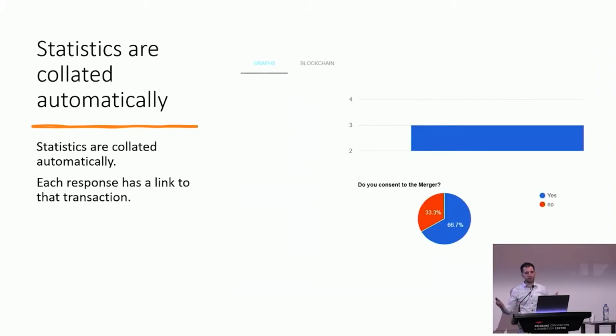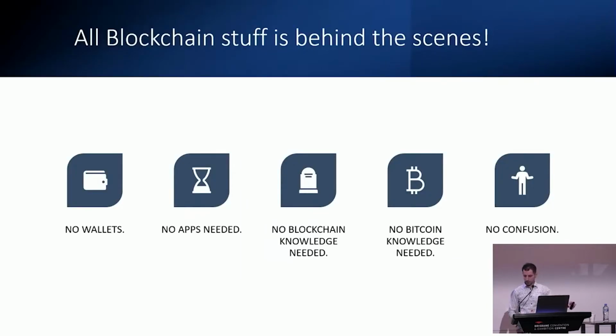Of course, just like Monkey Survey and all the rest of them, stats are collated automatically, but you as an independent person can also go on there and do your own count as well. It's all on the blockchain. So the fundamental advantages of all this is that no wallets are needed. There are no apps needed other than the actual application to design the survey itself and so on. No Bitcoin knowledge, and therefore no confusion on anyone.